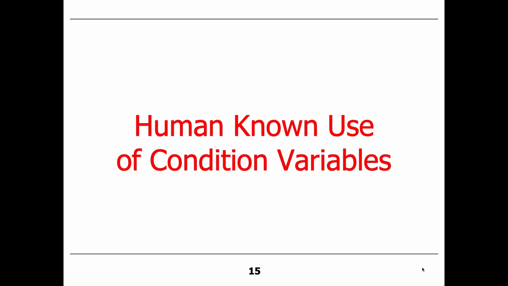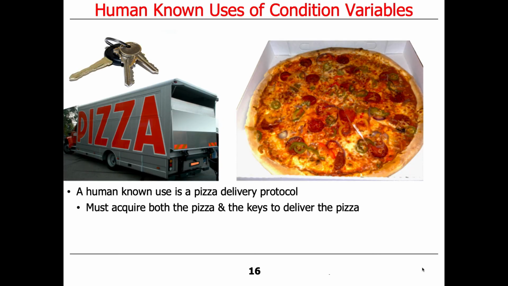Let's talk about a real quick example of a human known use of condition variables. Let's imagine, for sake of argument, that you decide to make some extra money by going to work at a pizza delivery place. So in addition to being a student, you're also going to deliver pizzas in your spare time because the demand for pizzas is always strong. When times are good, people order pizza. When times are bad, people order pizza. So pizza is a recession-proof economy. The way this might work is you might go and hang out at the pizza parlor where they cook the pizzas, maybe you and some friends.